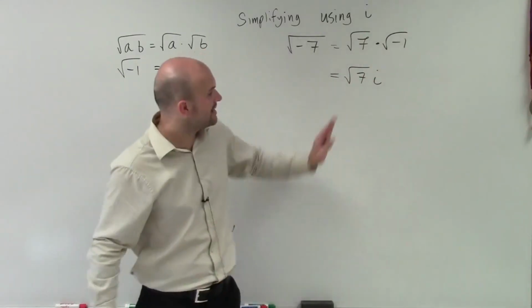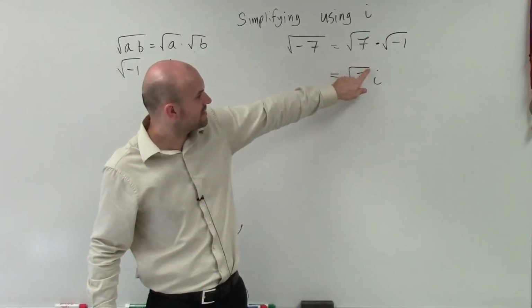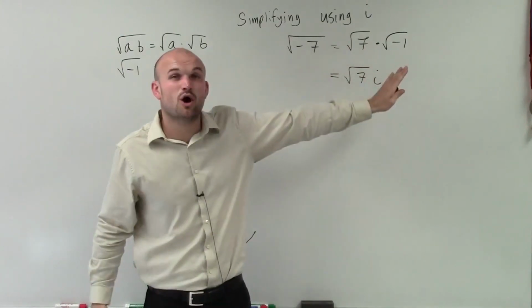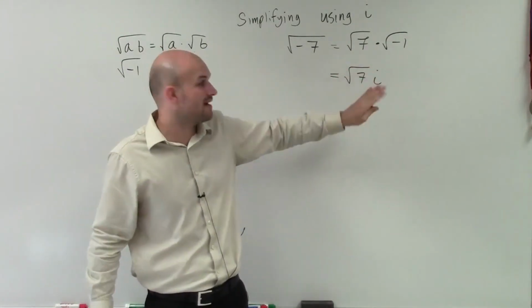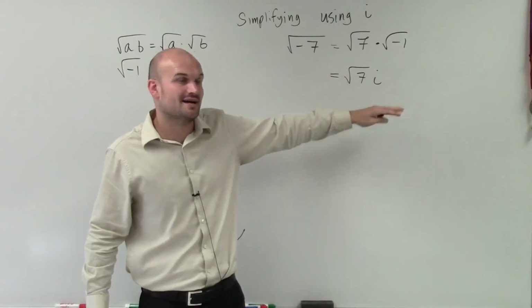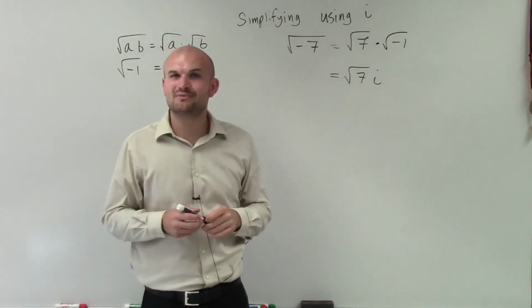And just make sure when you're writing it like that, to be careful with the radical sign and make sure it doesn't go all the way over your i, because you're not taking the square root of i. It's the square root of 7 times i. So there you go, ladies and gentlemen. That's how you simplify with i.